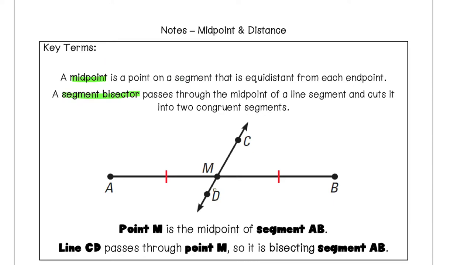So for example, in this drawing below, point M is the midpoint because it is equidistant from both A and B. We can see this with these red tick marks here, since they're both one tick mark long. Then they're identifying that those segments AM and MB are both congruent to one another.